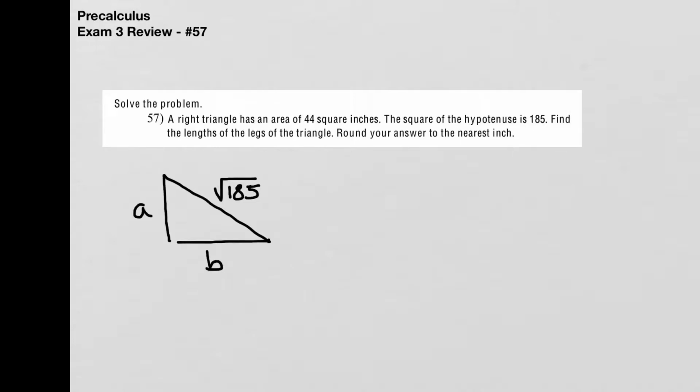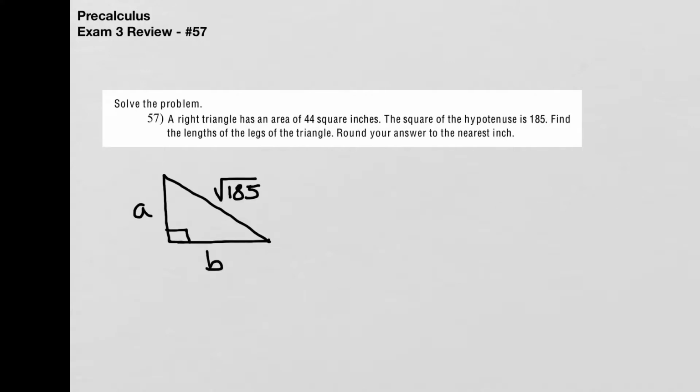I've drawn my triangle. We have a right angle in the corner here, and I've labeled the sides A and B, and the hypotenuse is the square root of 185 because they told me that the square is 185.